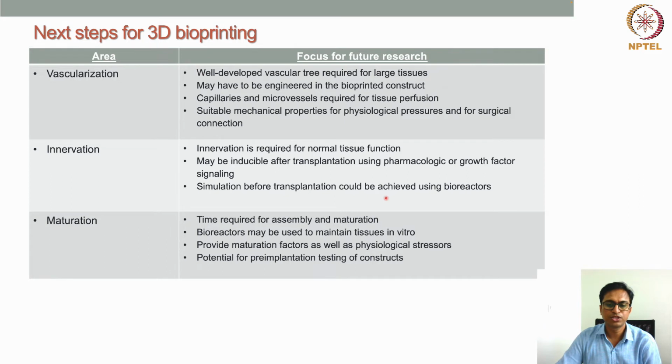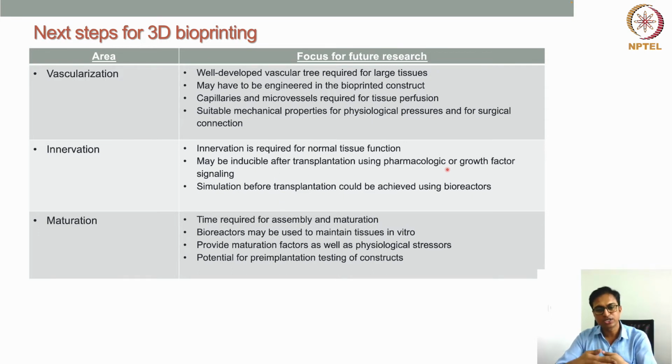Stimulation before transplantation could be achieved using bioreactors. Bioreactors are mostly used to generate physiological function in a particular tissue by simulating the conditions and processes they undergo in physiological settings, like for bone tissue, where compression and relaxation is the most important thing for bone tissue to grow.